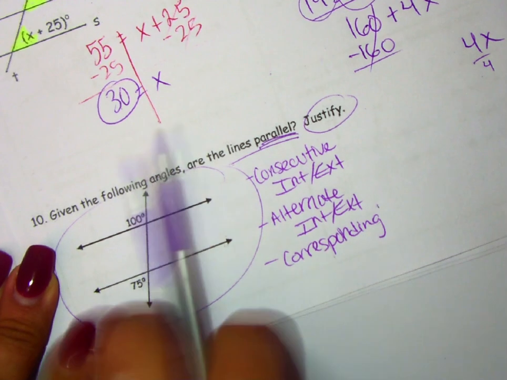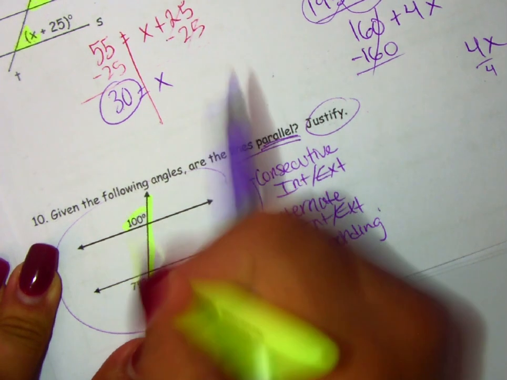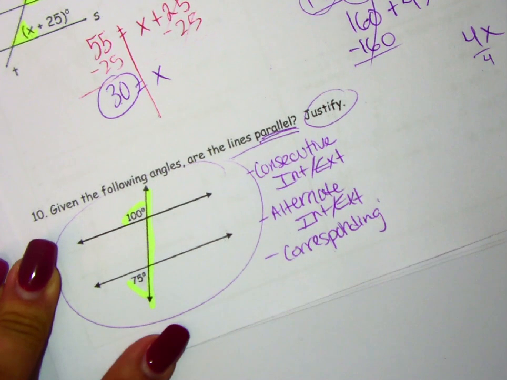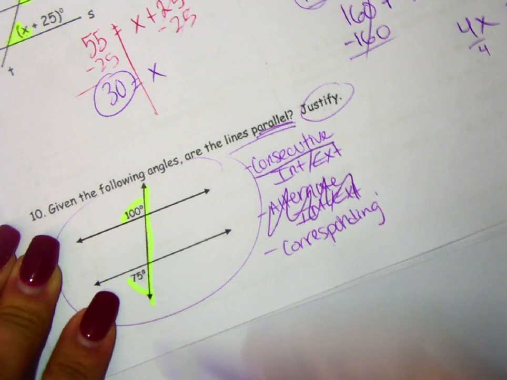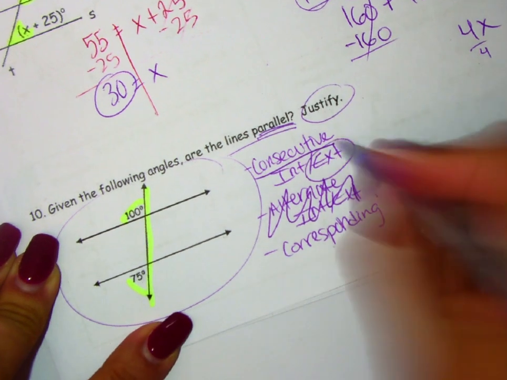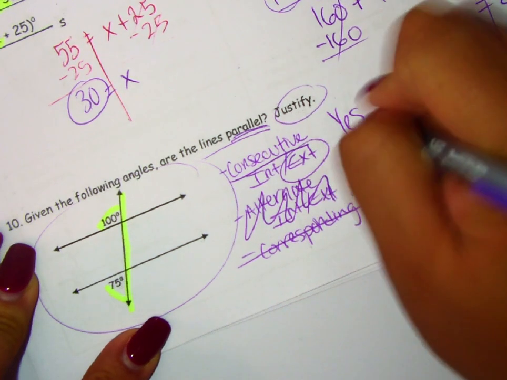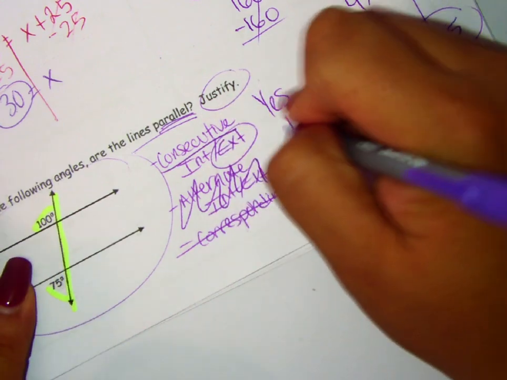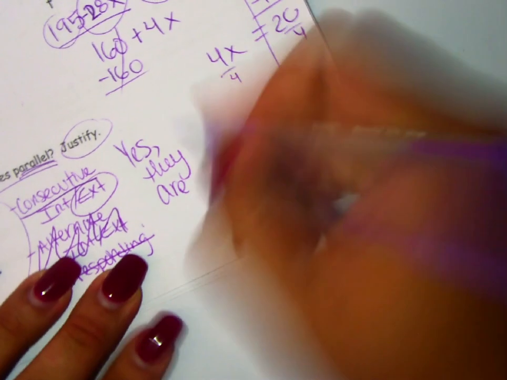Here, right away, the transversal shows you that these two angles are on the same side of the transversal, so they are consecutive, not alternate. And then they are outside the parallel lines, so they are exterior. They are not corresponding. So we're going to say yes, and then they are consecutive exterior.